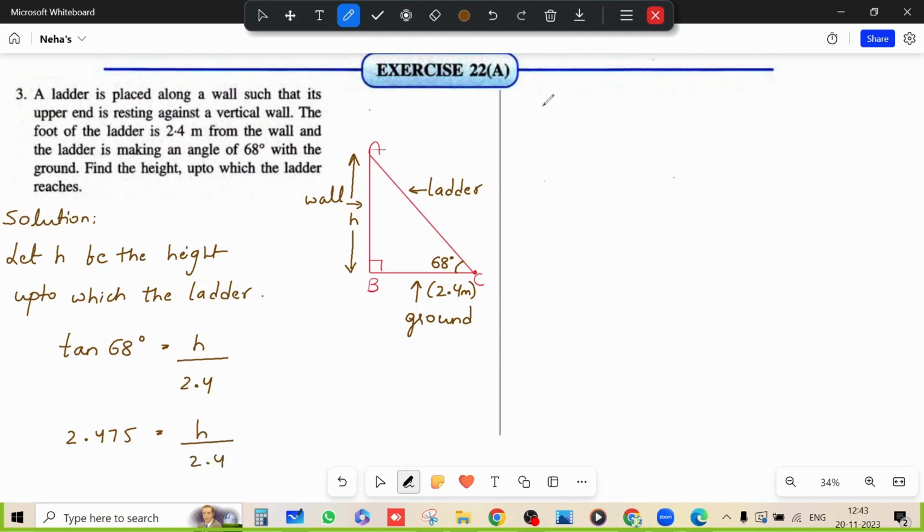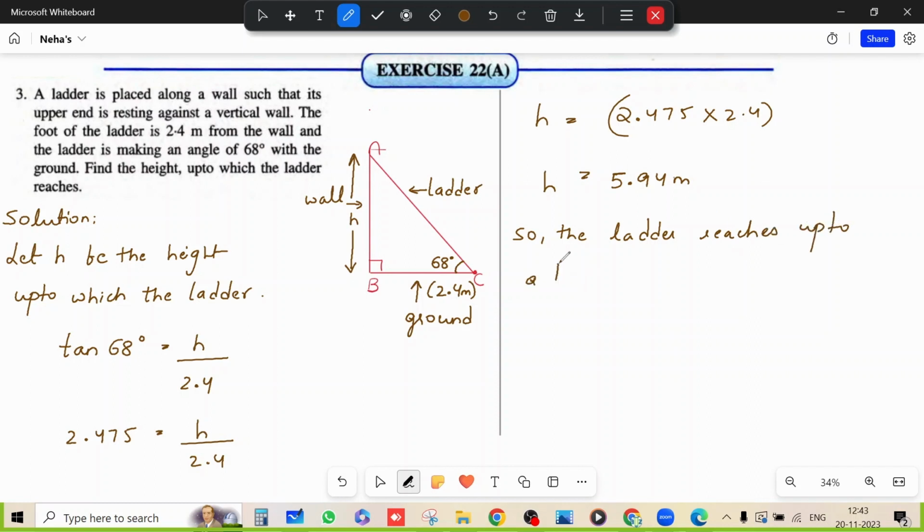So the value of height can be found out by multiplying 2.475 with 2.4. So this is equal to 5.94 meters. So the ladder reaches up to a height of 5.94 meter.